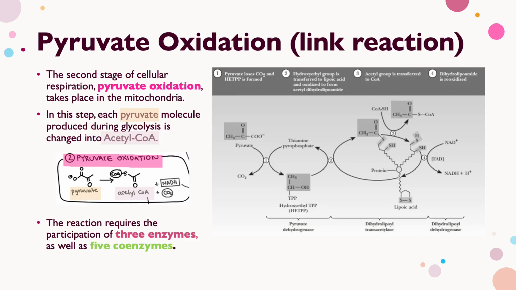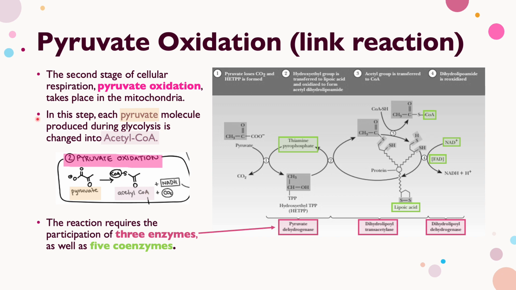The second stage of cellular respiration is pyruvate oxidation. In this step, each pyruvate molecule produced during glycolysis is changed into acetyl-CoA. The reaction requires participation of 3 enzymes, which are pyruvate dehydrogenase, dihydrolipoyl transacetylase, and dihydrolipoyl dehydrogenase. And it also requires 5 coenzymes, which are thiamine pyrophosphate, lipoic acid, flavin adenine dinucleotide, nicotinamide adenine dinucleotide, and CoA.